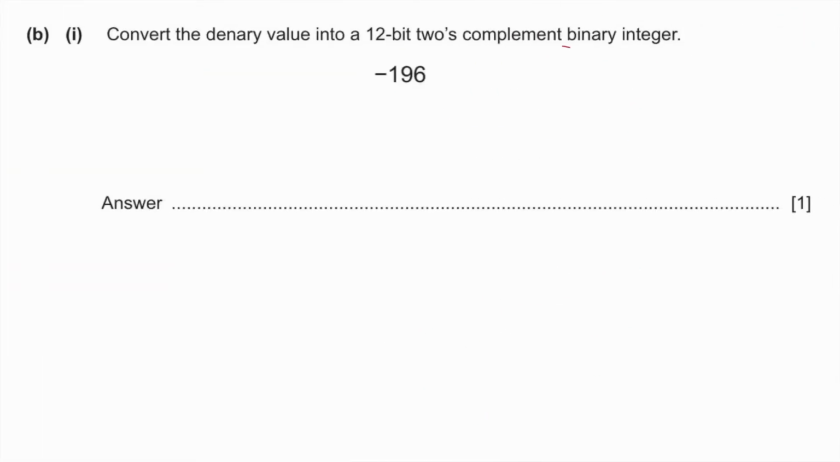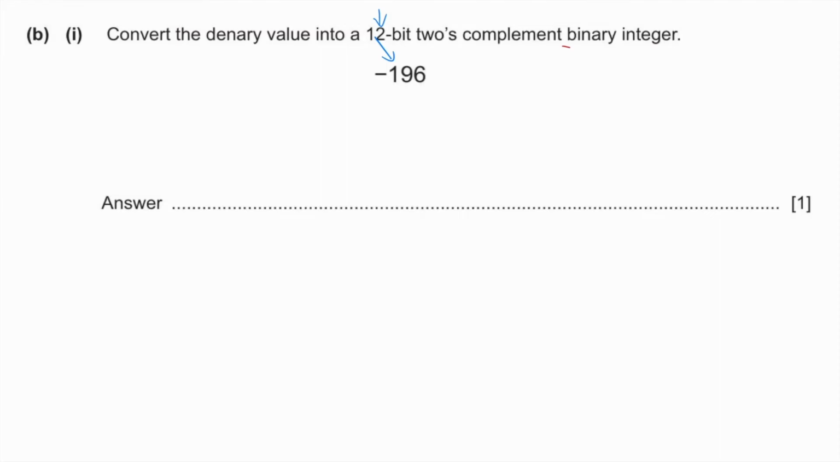Anyways, let's look at a problem that you might see on the A-level exam. This is taken from a past A-level exam. Here we have negative 196, and we want to see this as a 2's complement binary integer. We need to convert the value into a 12-bit 2's complement binary integer, and I'll explain why that 12 bits is important in a second.